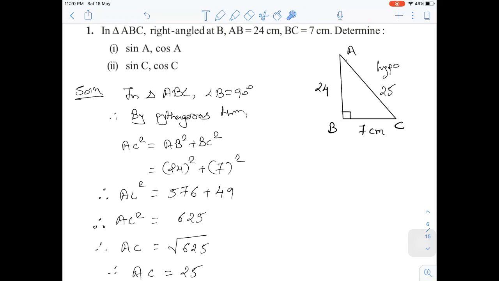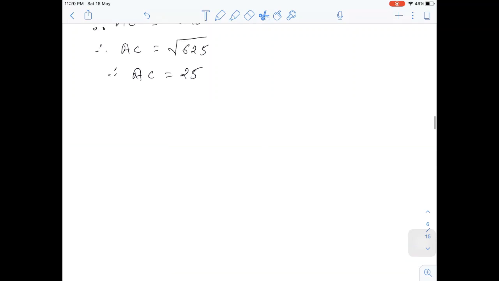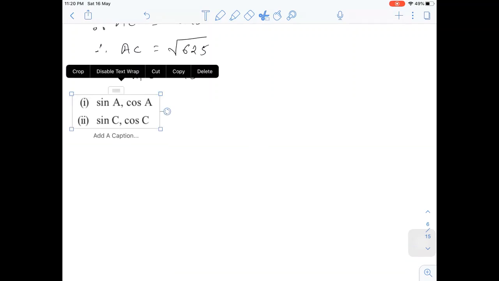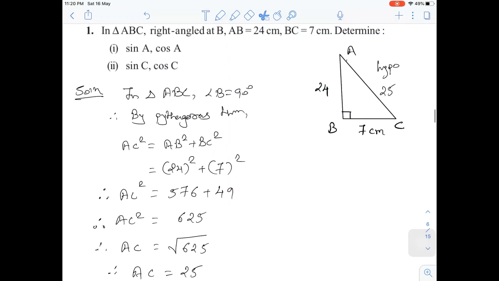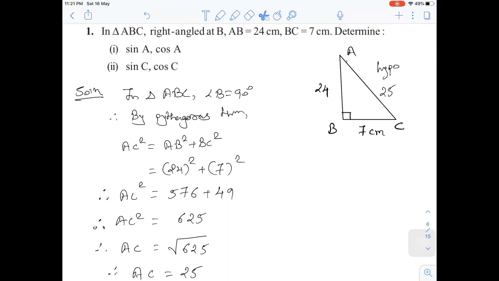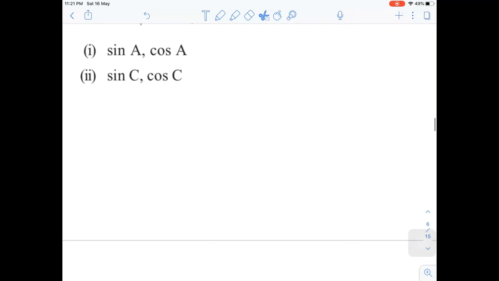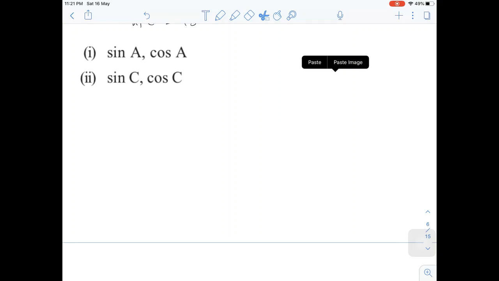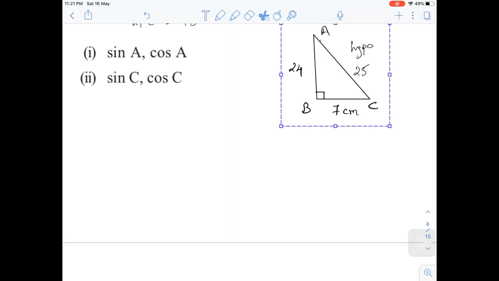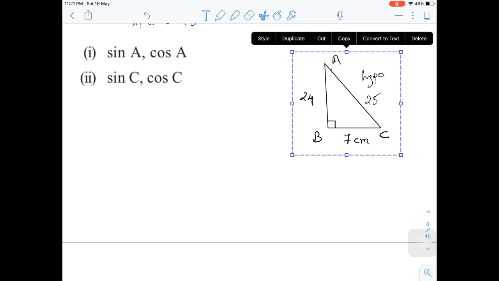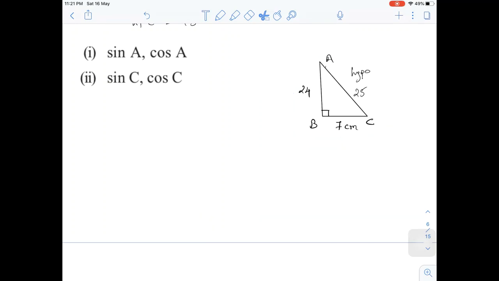Now, let us find some of the other ratios. We have to determine the value of sin A, cos A, and sin C, cos C. So, let us select this one and copy it downside. Let us copy our figure also downside so that it will be easy for us to write the answers.